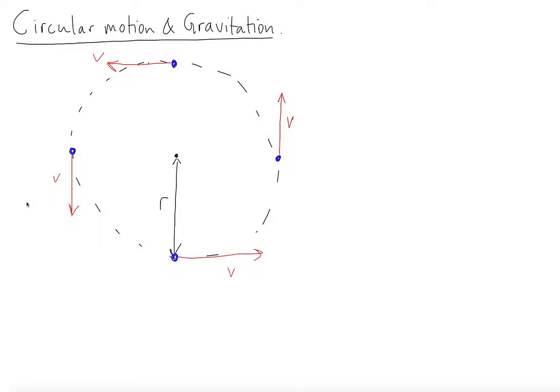First of all, let's define the speed at which this particle is traveling around the circle. Well, we know that speed equals distance over time, and the distance it travels is the circumference of this circle, which is 2 times pi times r.